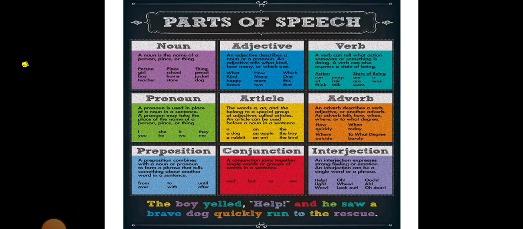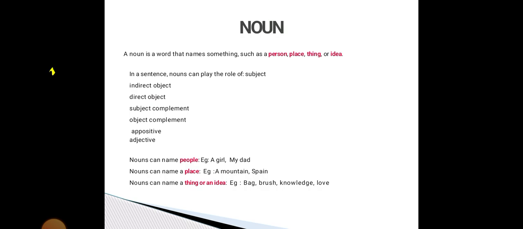Now we can see in detail about parts of speech. First, we can see about noun. What is a noun? A noun is nothing but a word that names something, such as a person, place, thing, or idea.